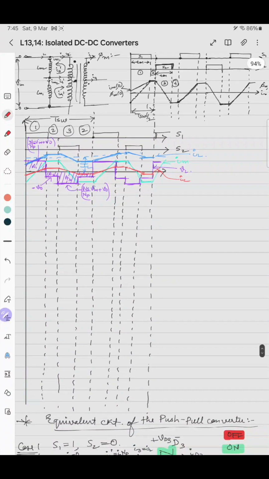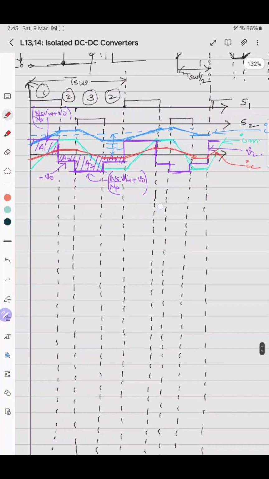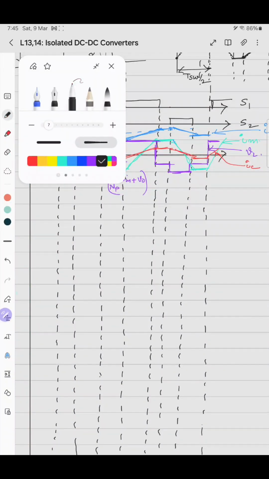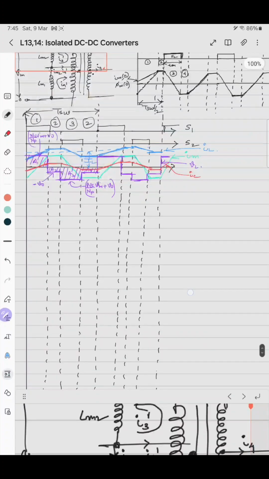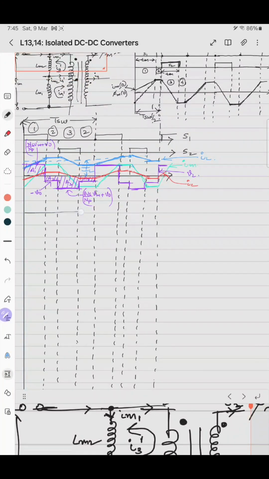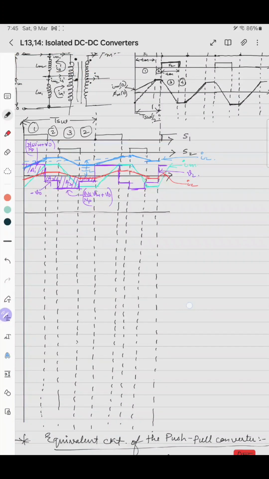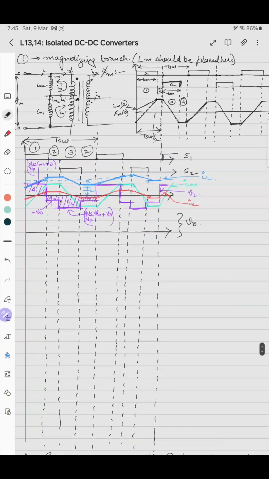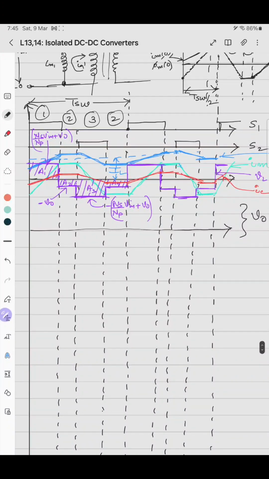And IC is C into dV naught by dt, so V naught is 1 by C integral IC dt. So the integral of this function, if I draw like this, this waveform is V naught. I am integrating y equals mx all the time, so it will be m into x squared by 2, a polynomial like this, a rising polynomial.